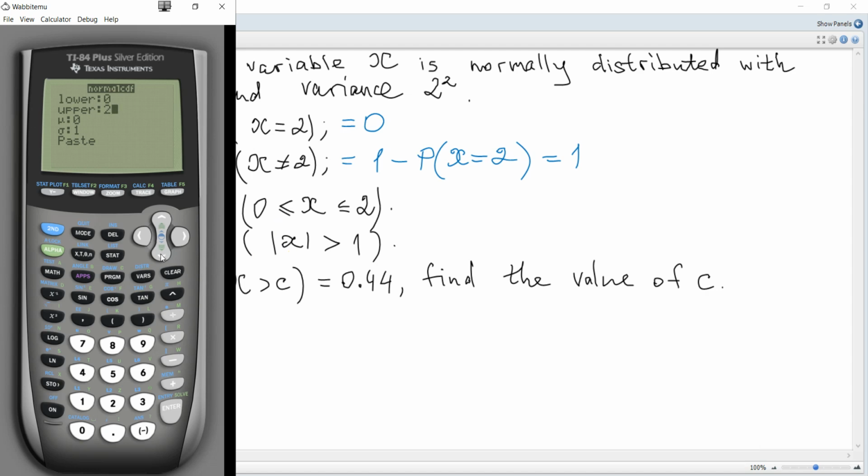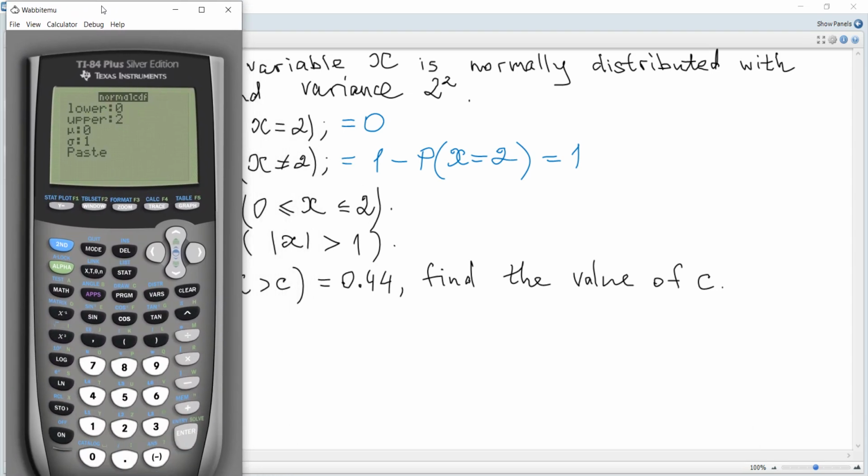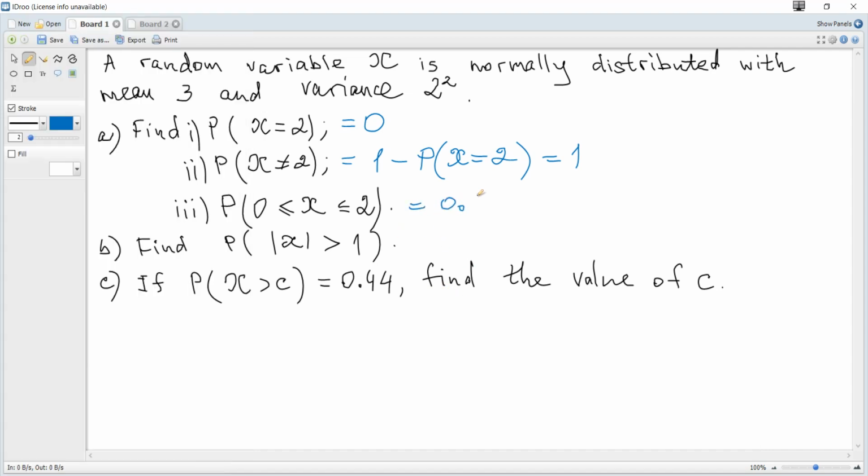Mu is what? It's 3, the mean, and it is required sigma, the standard deviation, and standard deviation squared, the variance, is 2 squared, hence sigma is 2, and enter, and we get the required result. It's 0.242, 0.242 to 3 significant figures.